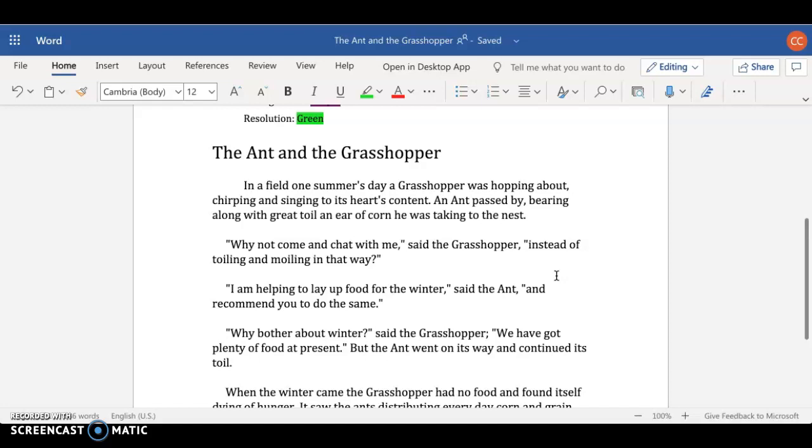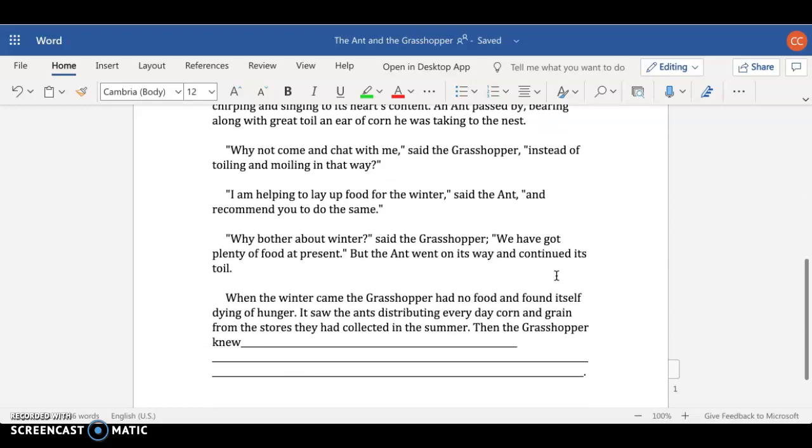of plot. In a field one summer's day, a grasshopper was hopping about, chirping and singing to his heart's content. An ant passed by, bearing along with great toil an ear of corn he was taking to the nest. "Why not come and chat with me," said the grasshopper, "instead of toiling and moiling in that way?" "I am helping to lay food for the winter," said the ant, "and I recommend you do the same." "Why bother about winter?" said the grasshopper. "We've got plenty of food at present." But the ant went on its way and continued its toil.